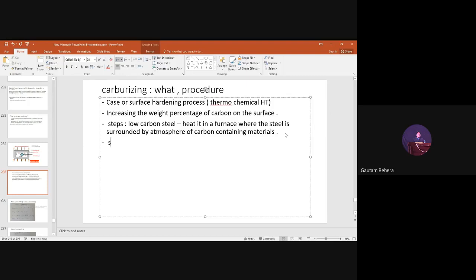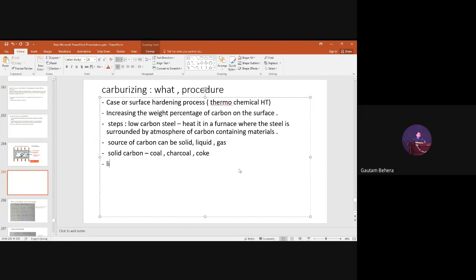So you understand the source of carbon can be solid, liquid, or gas. Today we'll discuss the solid and liquid if possible. The solid carbon is coke or coal, right? Coal, charcoal, you can use coke, all these things. Basically we use granular coal, sometimes charcoal also.